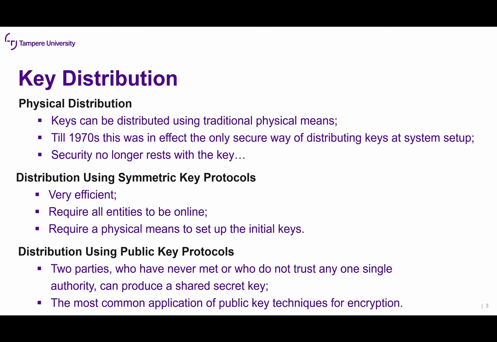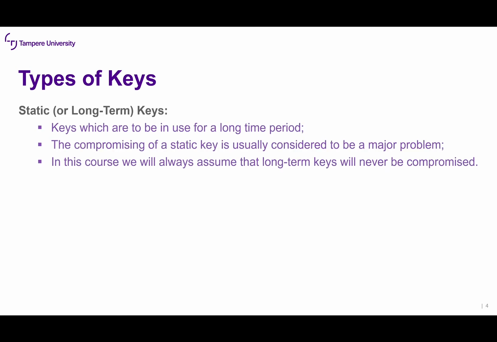And this is basically the kind of protocol that we will try to examine today. Now, types of keys. So basically, we've got two main types of keys. The first one is the static, also known as long-term keys. These are keys which are to be used for a long time period. Now, the exact definition of long will depend on the underlying application, but this could mean from a few hours to a few years.